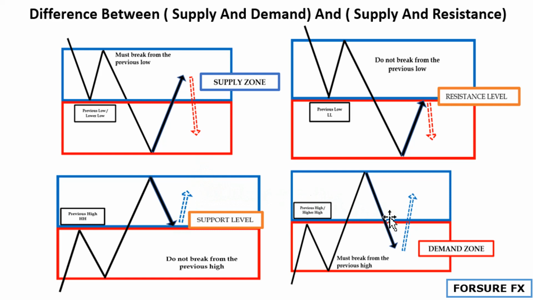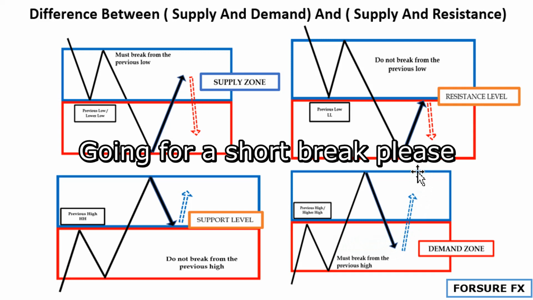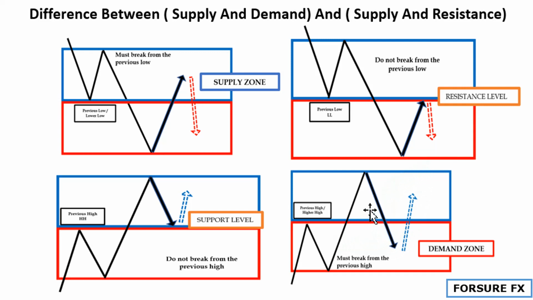Then for the demand zone, you see the price going fully deep into the demand range while breaking the previous higher high, to make a deep pullback into the demand range, pick an order block, and then go to the upside. That is the difference between the demand and supply and support and resistance.